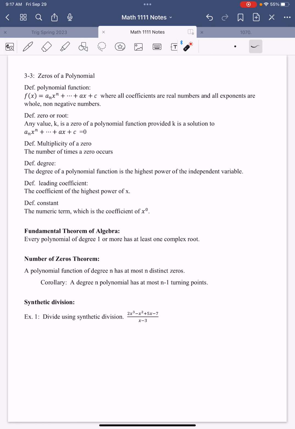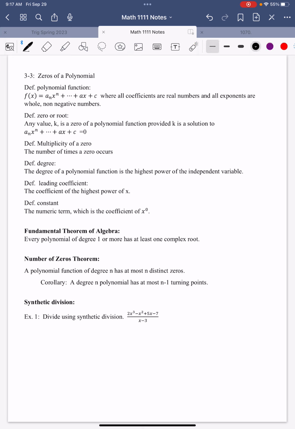The number of zeros theorem, we'll just throw that in right now. A polynomial function of degree n has at most n distinct zeros. And then a corollary to that, we'll just toss this in, even though we're not going to graph in this section: a degree n polynomial has at most n minus 1 turning points.